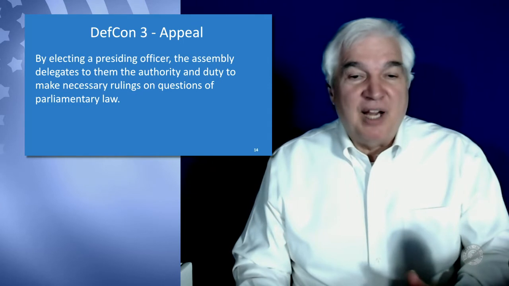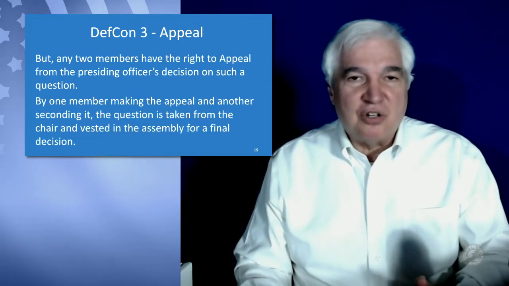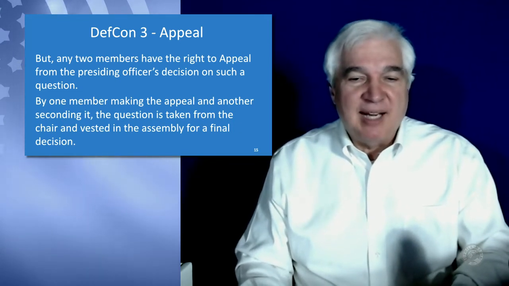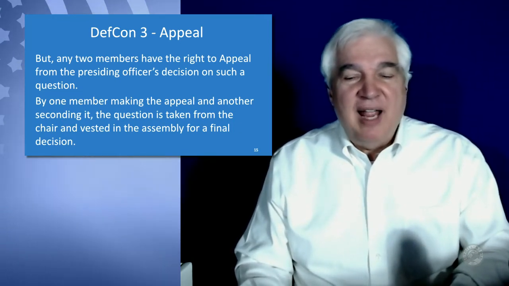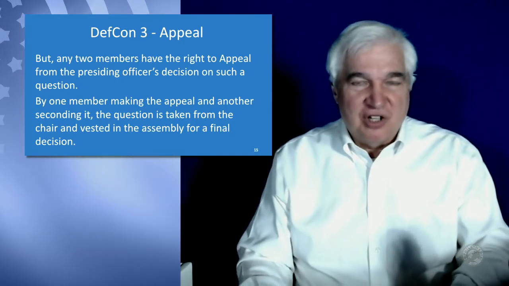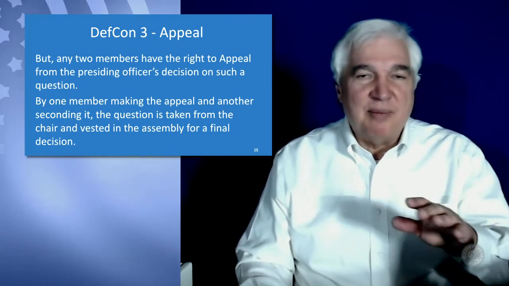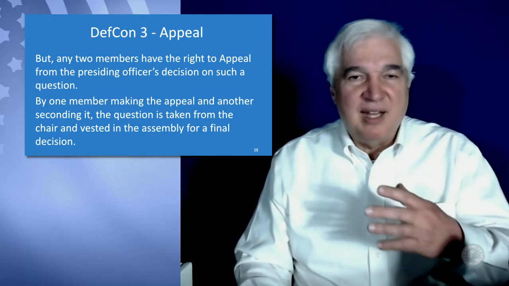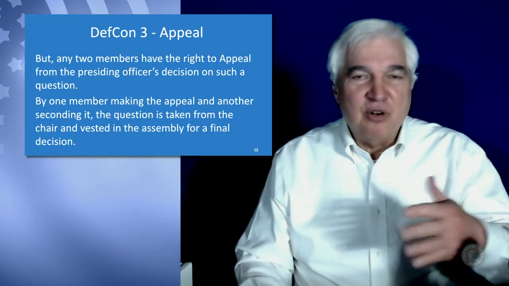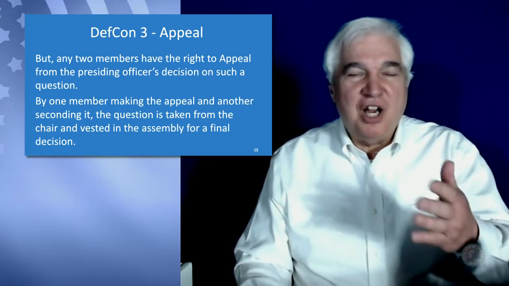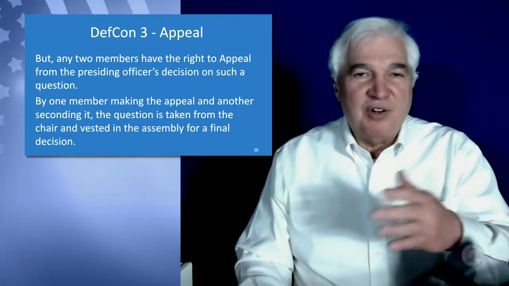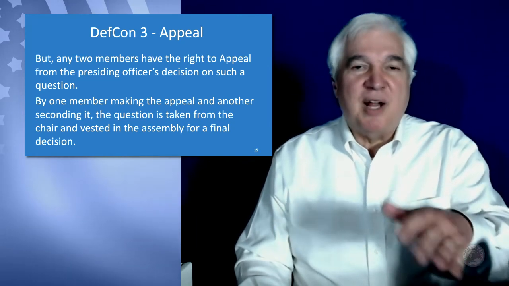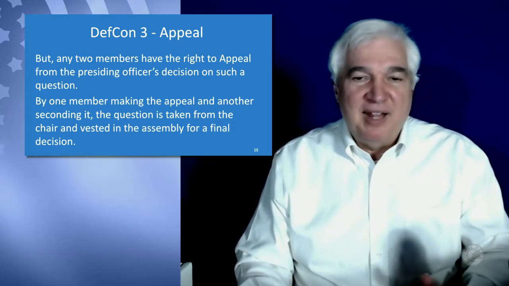Any two members have the right to appeal from the presiding officer's decision on such a question. So by one member making the appeal and another member seconding it, the question is then taken from the chair and vested in the Assembly for the final decision. This sort of reinforces the whole concept of the ultimate authority being the body. So a majority of the Assembly is the ultimate authority in the group. It's not the chair. And so when a chair makes a ruling that is incorrect, if there's any ambiguity over whether the chair's decision is right, this is the process you follow to move it back to the Assembly, and they make the ultimate decision.